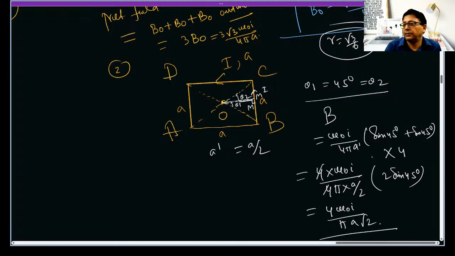Clear? Understood? This is just an introduction to how to use the Biot-Savart law to find the magnetic field due to a straight wire, a finite length wire, a long straight wire, and due to a combination of wires. Due to many wires also we can find. Clear?